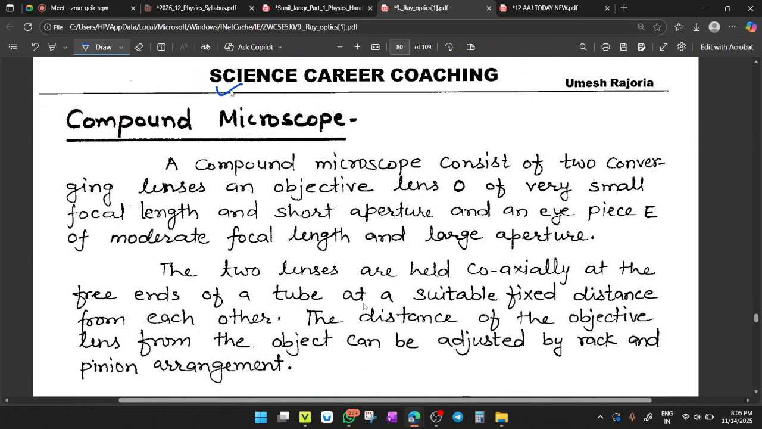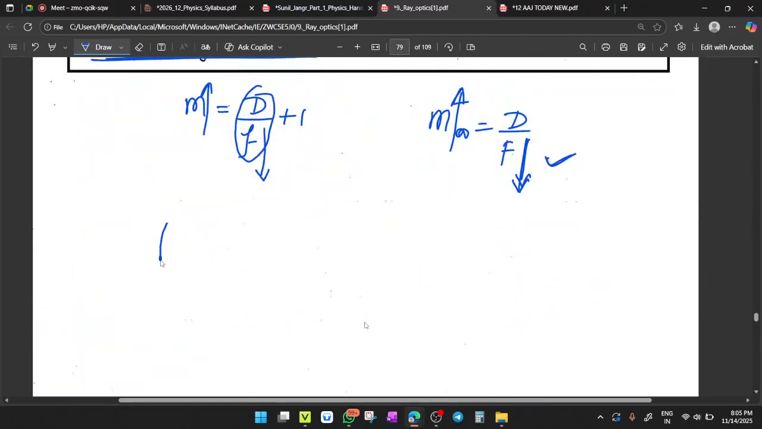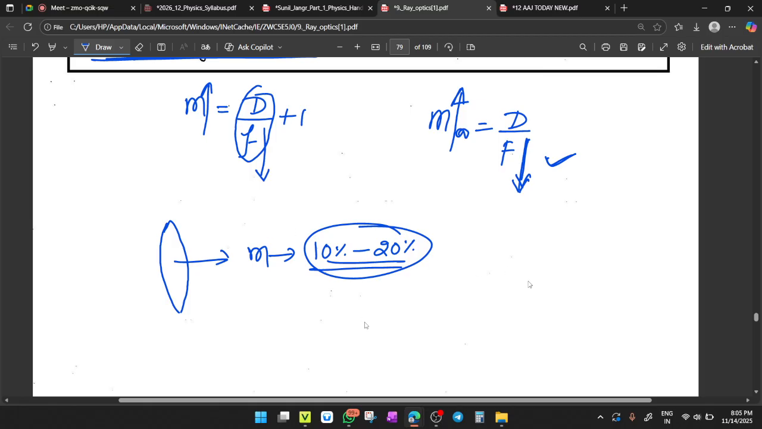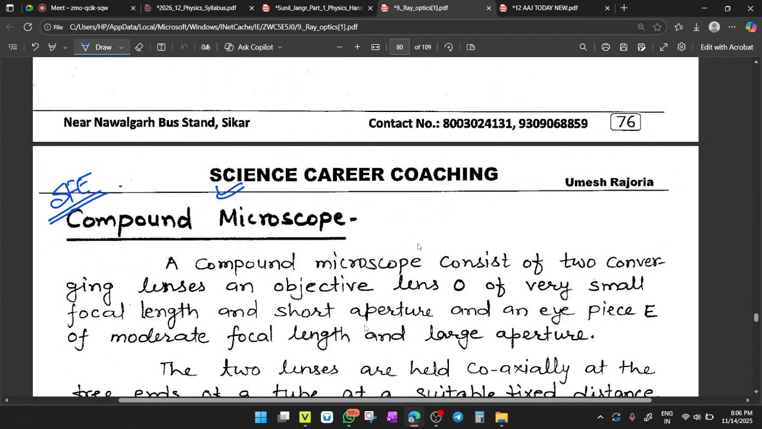Okay, next topic, students, is the compound microscope. This is sure for the exam, because only two derivations are there in our syllabus: one for the compound microscope and the second for the astronomical telescope. Every year or alternate year, this has been asked in your examination. What is a compound microscope? This magnifying lens is of very short focal length and gives a very small amount of magnification, like 10 to 20 times. But if you want more magnification, for very small bacteria-sized elements, you need magnifying power to a greater extent.